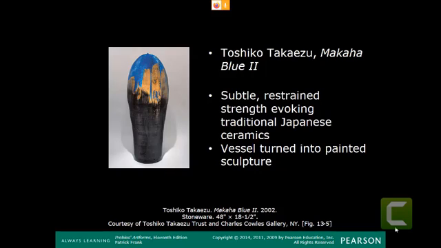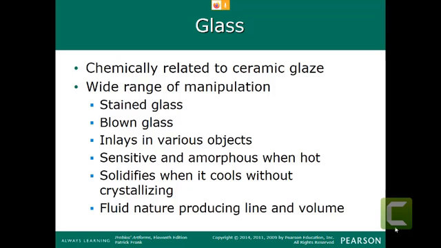Japanese artist here, also using this material to create a little bit more abstract works of art. And so we talked about clay. Now we're going to talk about glass. Glass is chemically related to ceramic glaze. So the behavior of it and the process is very similar to a ceramic. It's very similar to a clay process.